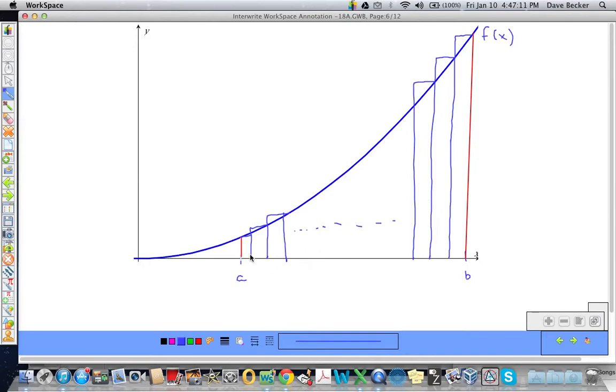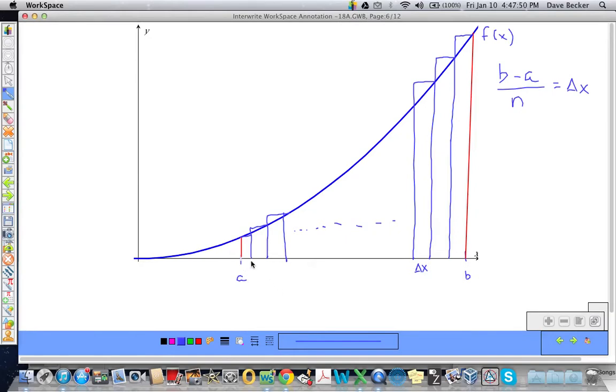To find the width of each rectangle, they all have the same width. All we would have to do is take B minus A and divide it by the number of rectangles n. And we're going to call that width delta x, because eventually we're going to get more and more and more rectangles. And so this width is going to be changing. It's going to be getting less and less and less, hence the delta. Okay? So we know the width.